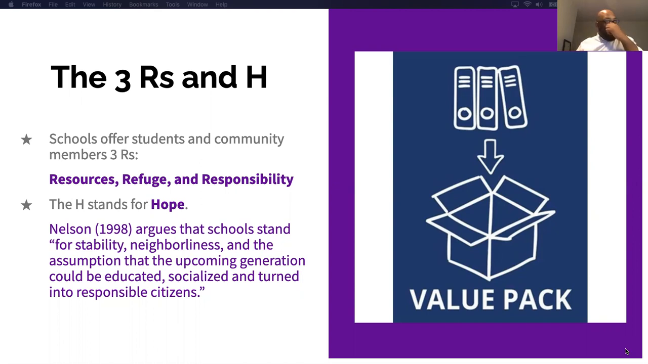We think Nelson's argument point on the idea of schools stand for stability, neighborliness, and the assumption of our upcoming generation can be educated, socialized, and turned into responsible citizens. That's our basic concept of what education and this whole idea of the three R's and H are about: how do we support our students and help them turn into responsible adults that will support our society.